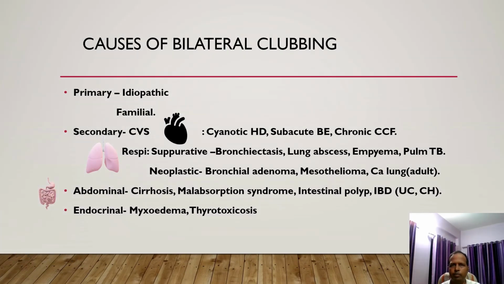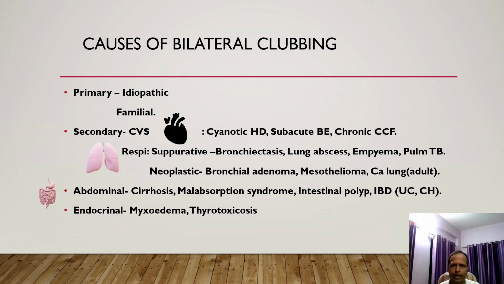Then coming to causes of bilateral clubbing. So it may be due to primary causes or maybe due to secondary causes. In primary, the subdivisions are idiopathic or familial. In some families, it runs throughout the different generations without any obvious symptoms. Then coming to secondary causes, in the cardiovascular system, cyanotic heart diseases are the most common. Then subacute bacterial endocarditis or chronic congestive cardiac failure may be the causes.